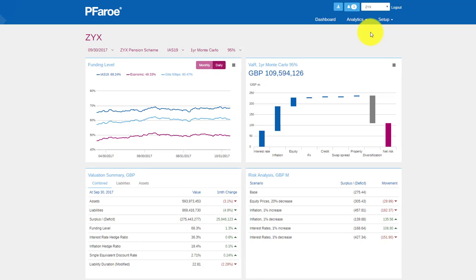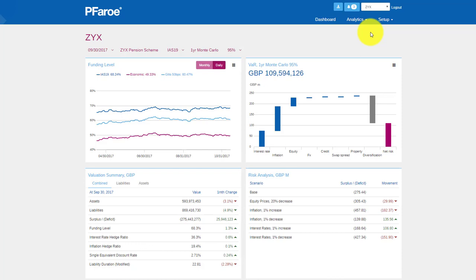There are various metrics to measure risk. PFaroe uses the Monte Carlo method of calculating value at risk. In the risk-first Monte Carlo simulation, 10,000 scenarios are generated for the possible state of the economic world 1 year from the valuation date. Assets and liabilities are revalued in each of the scenarios, generating a distribution of P&Ls from which the VAR can be measured.